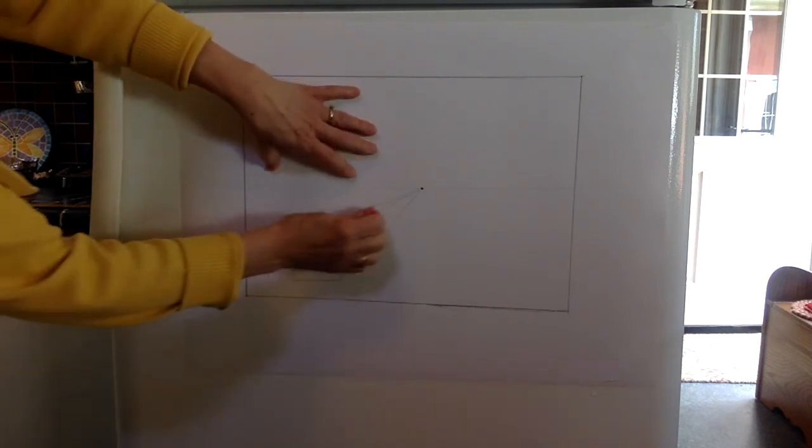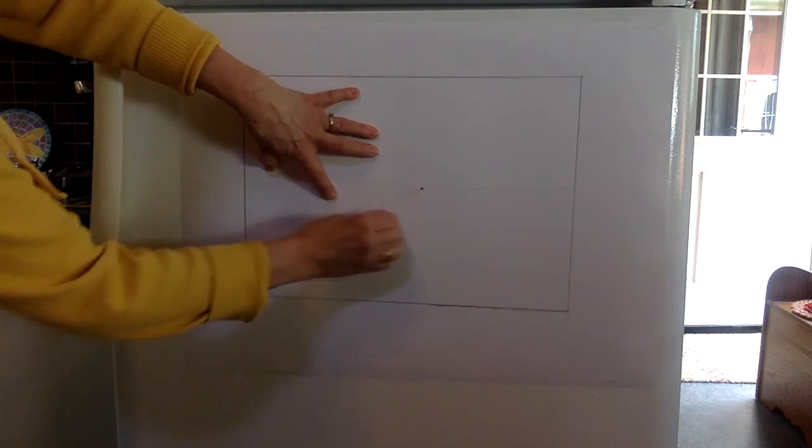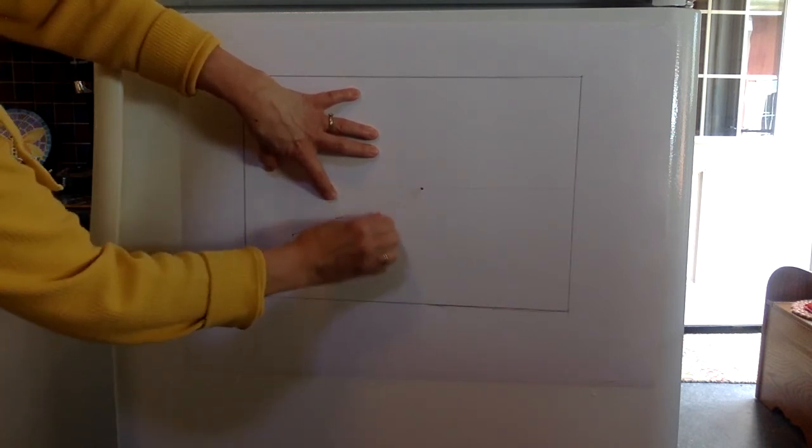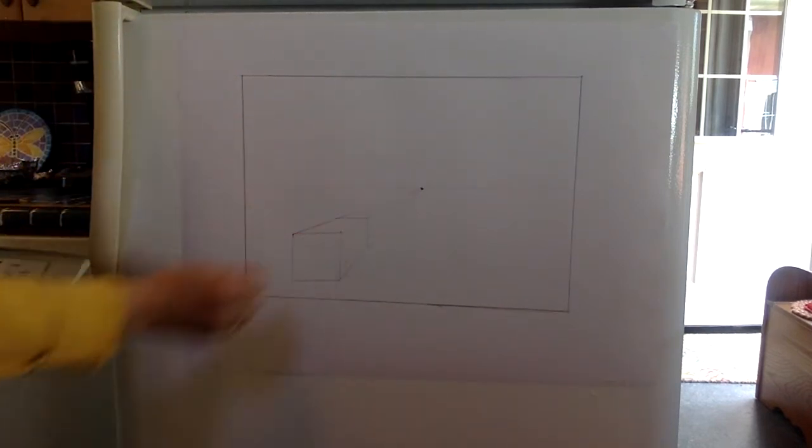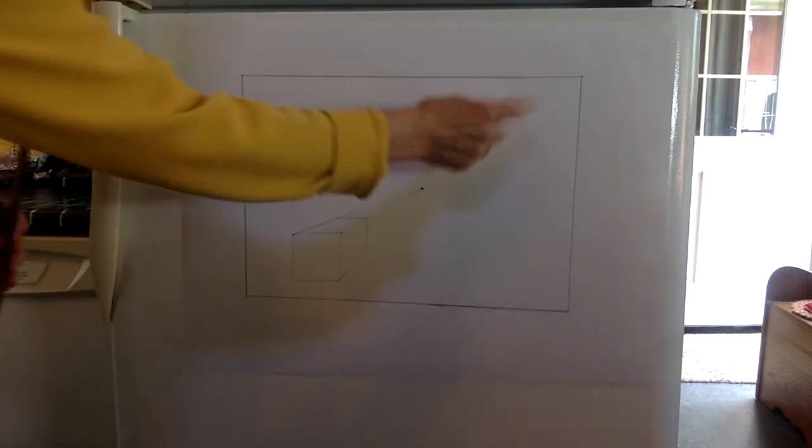We use one vanishing point. I'm going to erase all this extra stuff, and hopefully you can see how it looks like a 3D box below our eye level. Here's our eye level, that's below. Now we're going to draw one above our eye level.